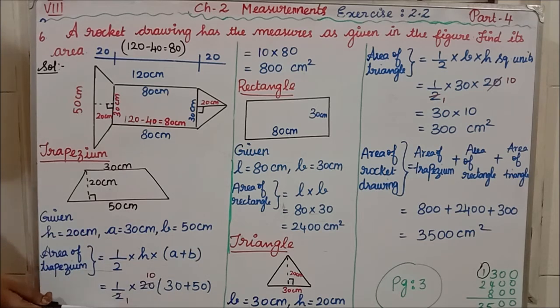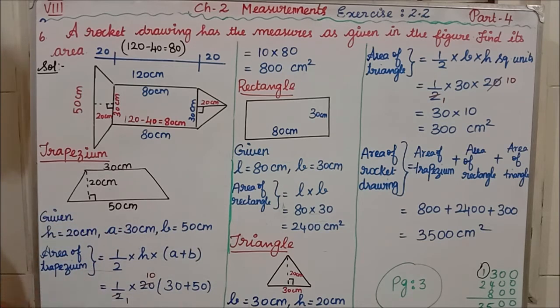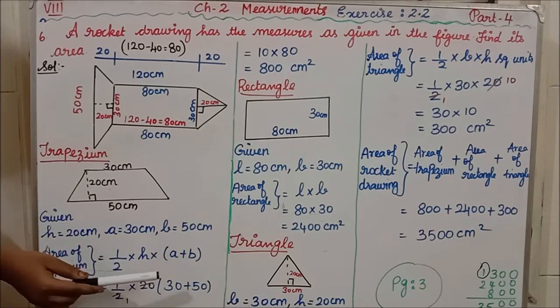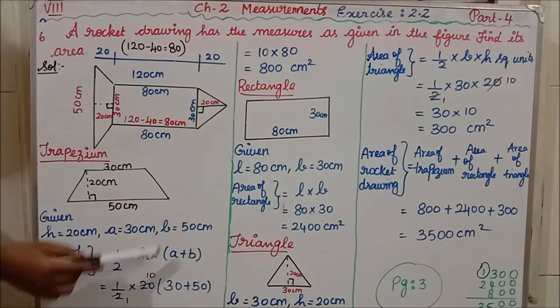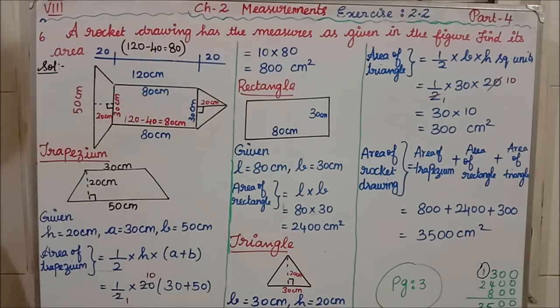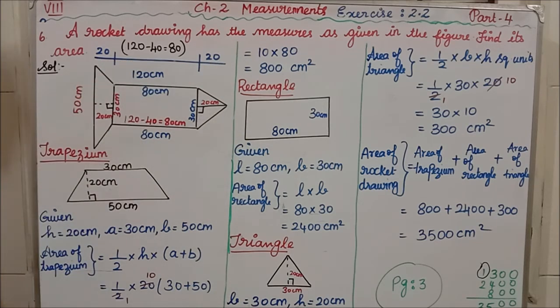Next step, 1 by 2 into h value, which is 20, into bracket A value, which is 30, B value, which is 50. 2 and 20 if you cancel we get 10. You keep this 10. 30 plus 50 is 80. So 10 into 80 is 800 centimeters square. Because we are finding area, for measurement you have to put square.